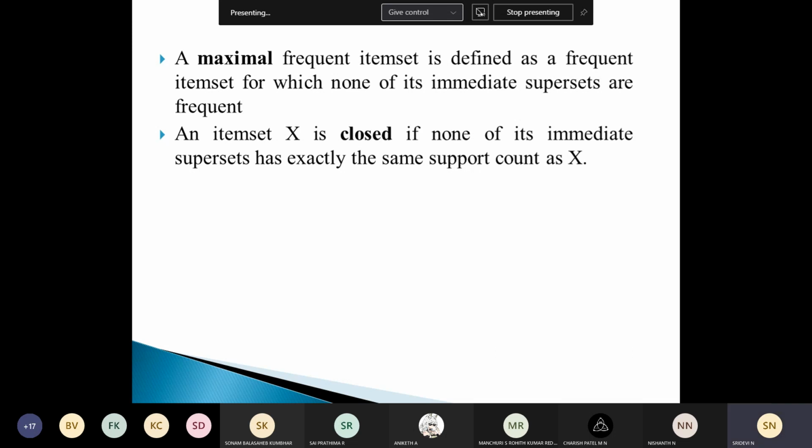You'll be given some support count, isn't it? Suppose if we consider one item set, A, and the support count for the whole problem is 3, and if the support count of A is also 3, and if you form another immediate superset, AB, and that support count is also equal to 3, then we cannot say that item set A is closed. So that's what it says.